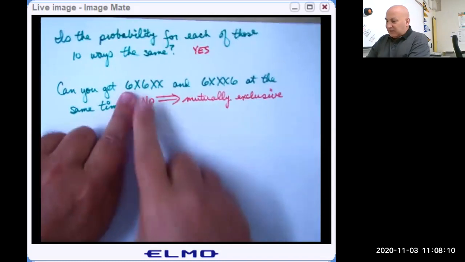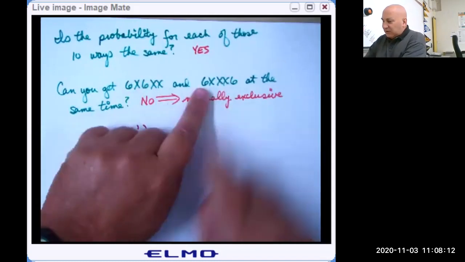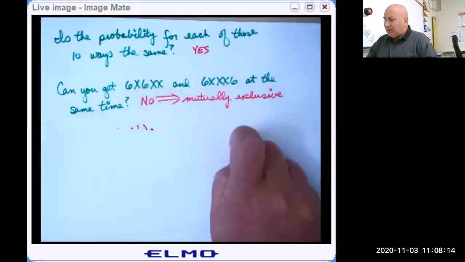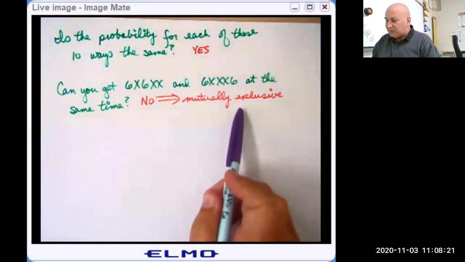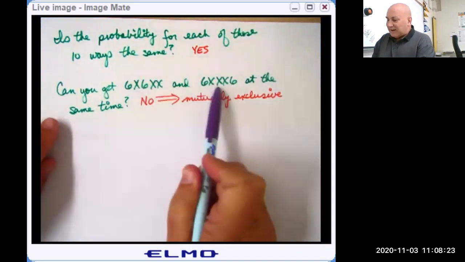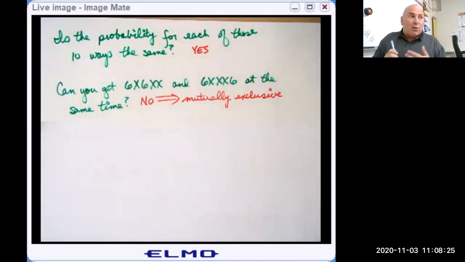And then, can I get a 6 here and here and a 6 here and here at the same time? And the answer is no. So obviously, each of those 10 ways are mutually exclusive. You can't get this and this at the same time. So all of those questions lead me to this.